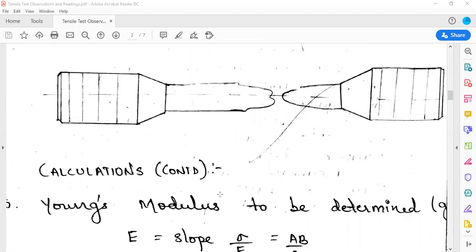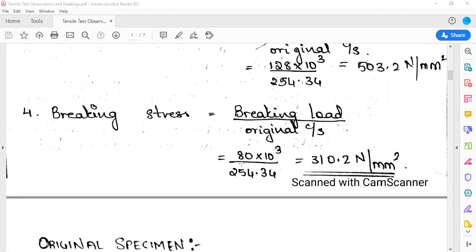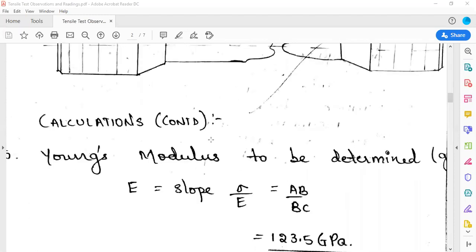Now, breaking load is 80 kilonewton, 80 into 10 raised to 3, divided by original cross sectional area. Therefore, you will get it as 310.2 Newton per mm square. This is how the breaking stress is calculated. Now we'll see the tabular column.